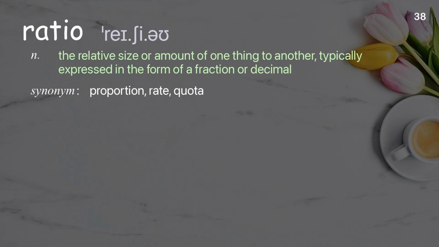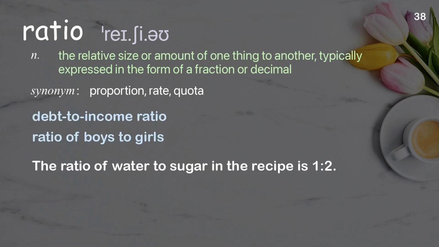Ratio: the relative size or amount of one thing to another, typically expressed in the form of a fraction or decimal. Examples: debt-to-income ratio. Ratio of boys to girls. The ratio of water to sugar in the recipe is 1:2.